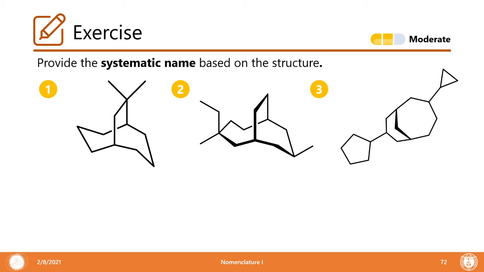Let's try some of these moderate exercises with the substituents. So it's quite simple. We can start first by counting the carbons in the whole parent bicyclic system. 1, 2, 3, 4, 5, 6, 7, 8, 9, 10. So that is decane.